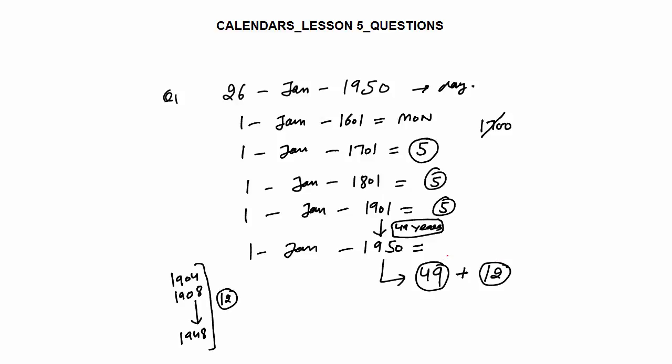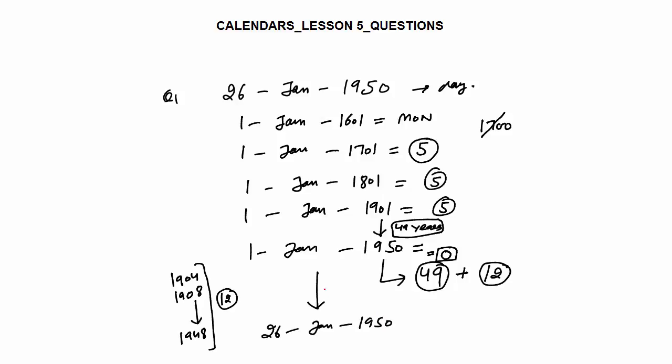Now 49 odd days, you can always say that's 0 odd days because it's completely divisible by 7. So 49 means 0 odd days, so we don't need to add that. Now we move to 1st January 1950. Now we have to move to 26th January 1950.